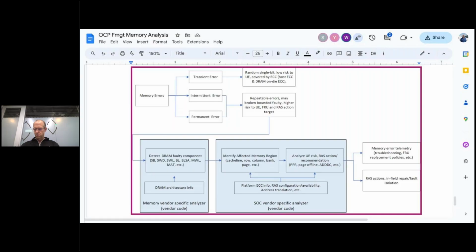All those outputs could go two ways. One is memory telemetry, which can help with troubleshooting or placement policy. The second is the RAS action. Either we trigger an in-field repair RAS action to isolate the faulty bits, or we make a RAS action recommendation to the cloud infrastructure to take the RAS actions.